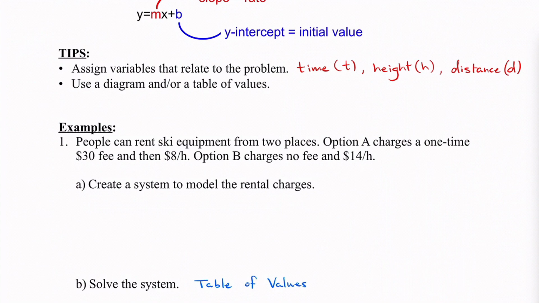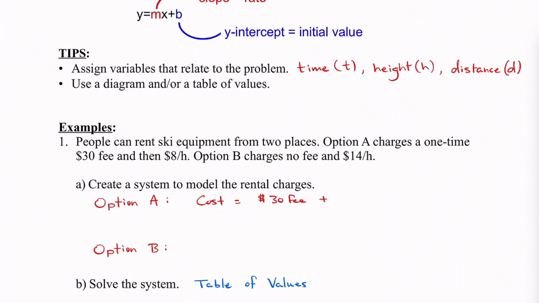So what we're going to do is come up with a system. We're going to come up with an equation for option A and option B. For option A, first we're going to write it out a little bit simpler, and then we're going to change it a little bit. For option A, we're going to have a cost. And our cost is going to be from the $30 fee that we had. So I'm going to write $30 fee.